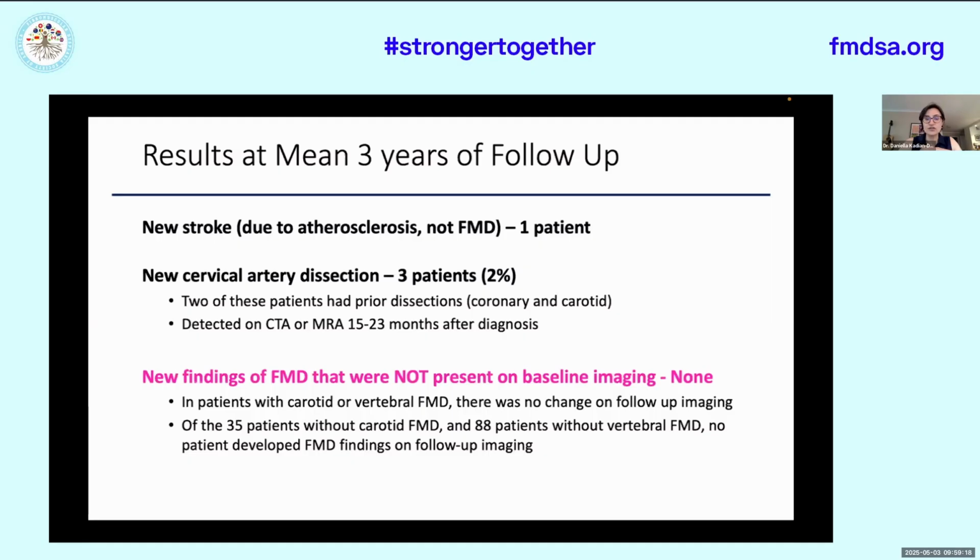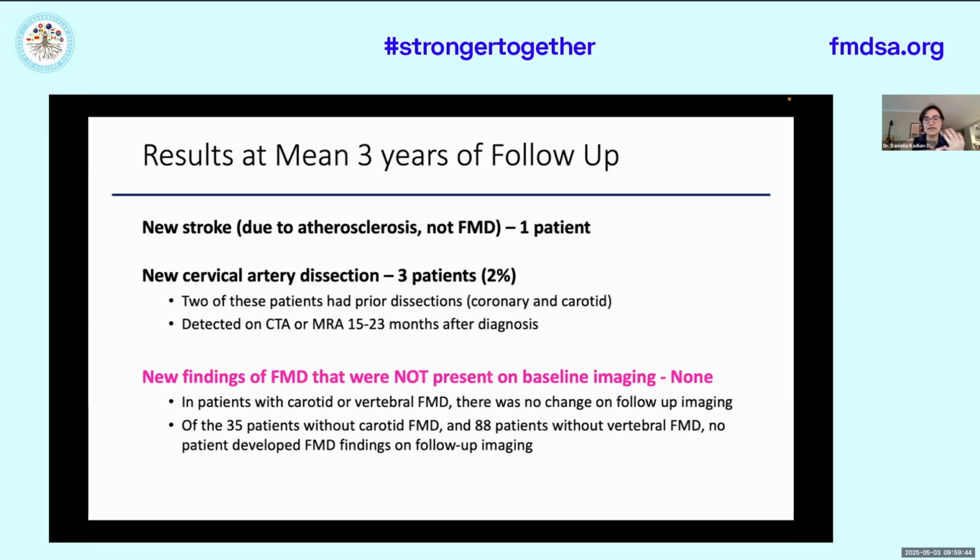3 patients had a new cervical artery dissection after their diagnosis. And 2 of those patients had had dissections in other areas. So that may just be the way their FMD behaves. But if you look at 2% over 3 years, it's very close to that 1% per year number for regular cervical artery dissection patients. And perhaps most importantly, we didn't find any new findings of FMD that were not present on baseline.